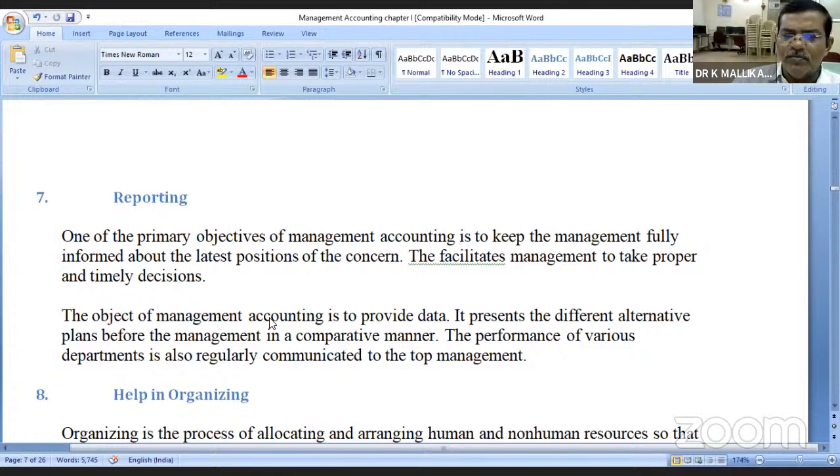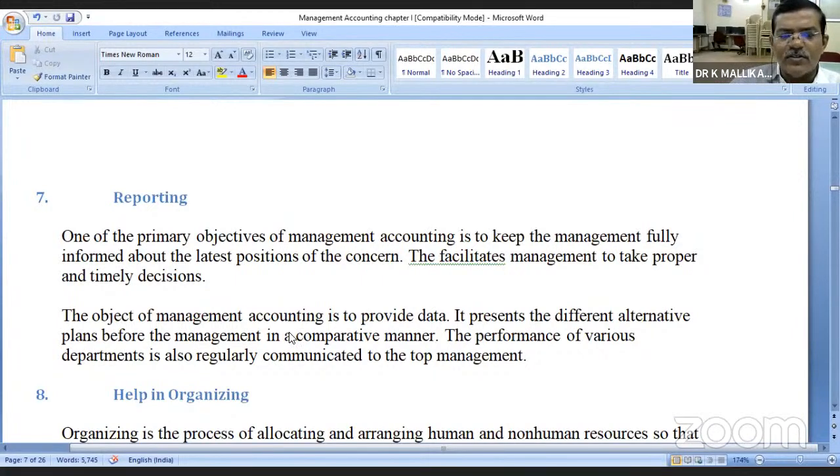So the objective of management accounting is providing basic data. What are they providing? They're providing past data and present data, so the manager can take a decision. Management accounting is only providing information. It doesn't say whether something is right or bad. So the management has to take the decision, right?